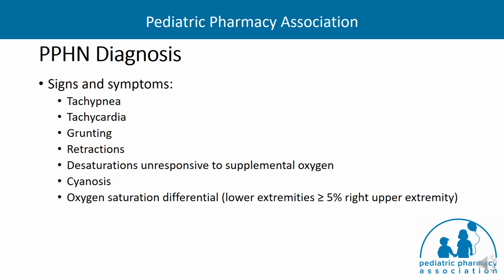In other words, how they functionally do this is that they measure the oxygen saturation in the lower extremities as well as the right upper extremity. And if the lower extremities are at least 5% higher than the right upper extremity, this would be concerning.